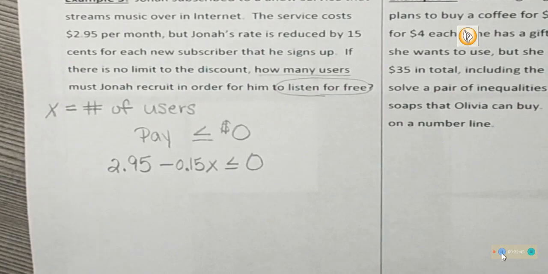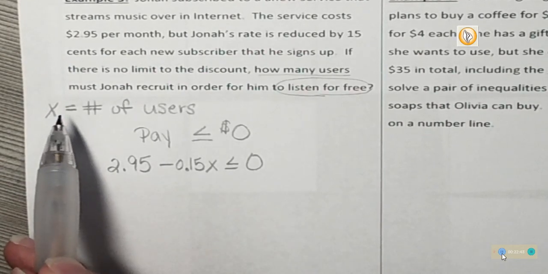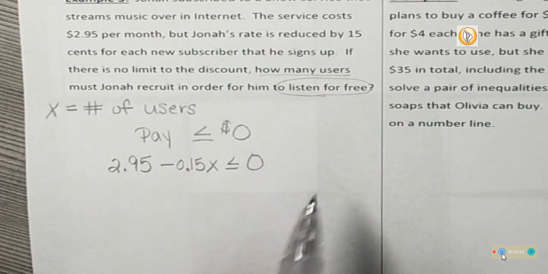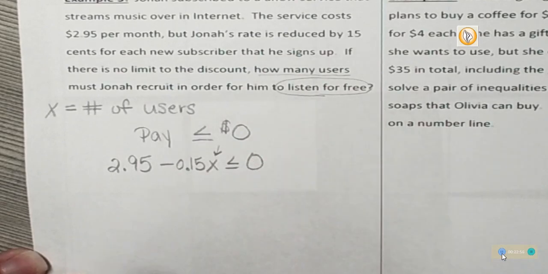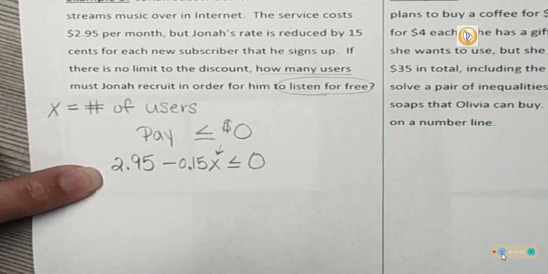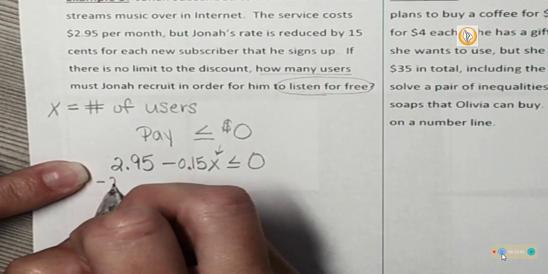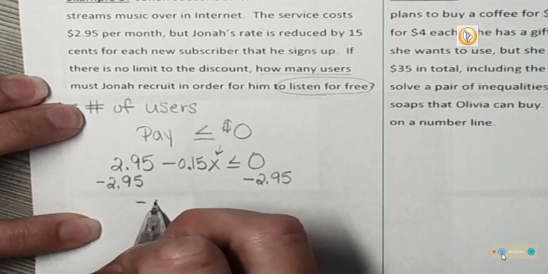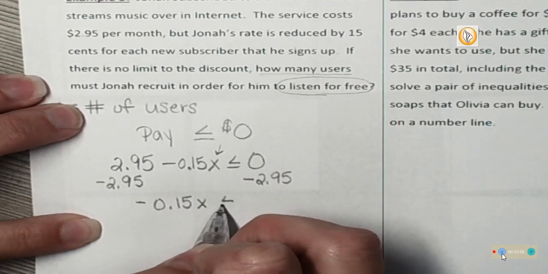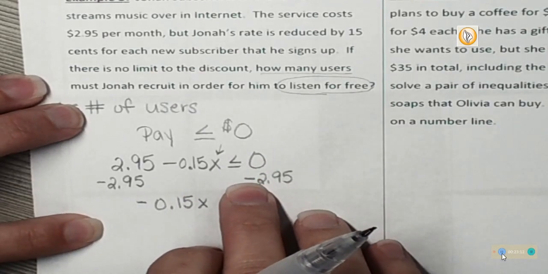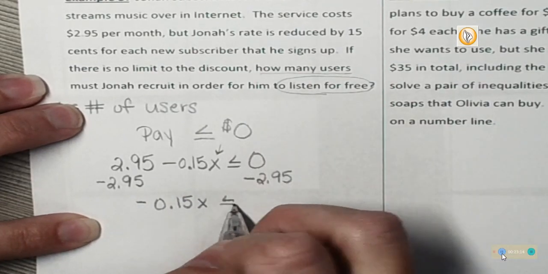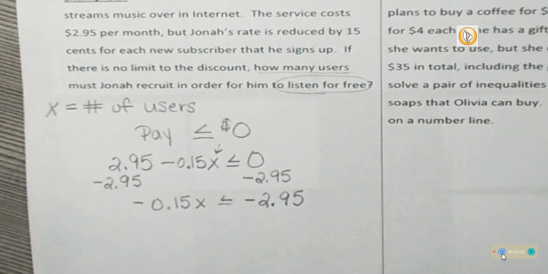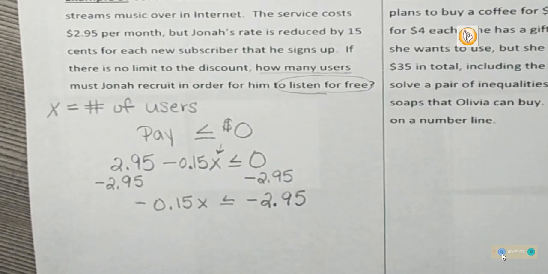You need to solve for X. And when you find X, you're going to find the number of users Jonah needs to get to sign up for him to pay 0 or less dollars. So if I want X by itself, how do I get rid of positive 2.95? You have to subtract. Now, I notice that's a negative. Listen carefully to the question I'm about to ask you. Do I need to flip that sign because I subtracted? No, because what's the only time you flip a sign? Very good. If you multiply or divide by a negative number.